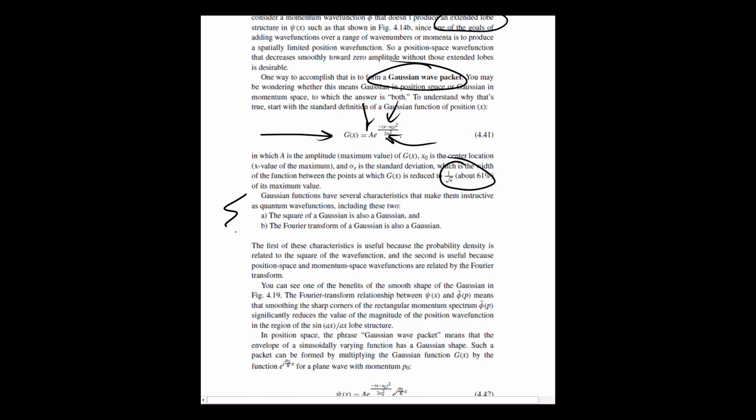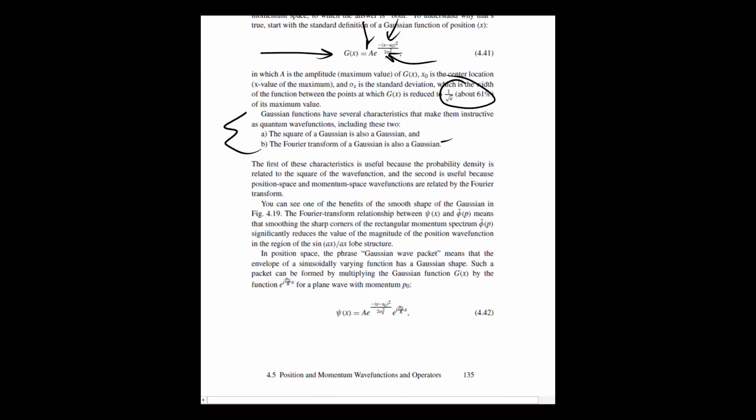A couple of handy features of Gaussian functions are talked about here. The square of a Gaussian is also a Gaussian, and the Fourier transform of a Gaussian is also a Gaussian. Those are useful in quantum mechanics because probability density is related to the square of the wave function, and position and momentum space wave functions are related by the Fourier transform.